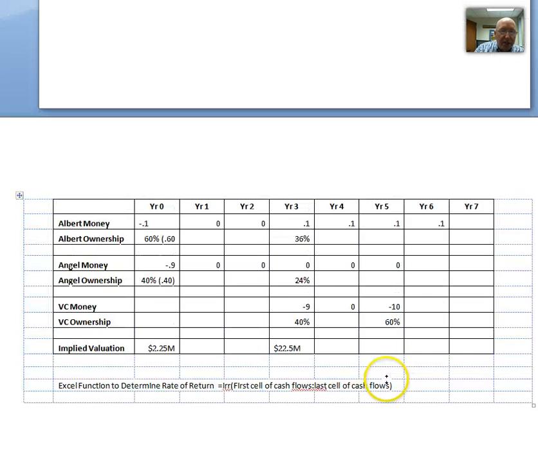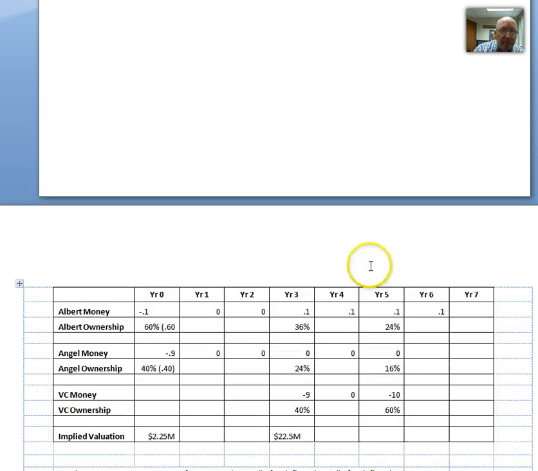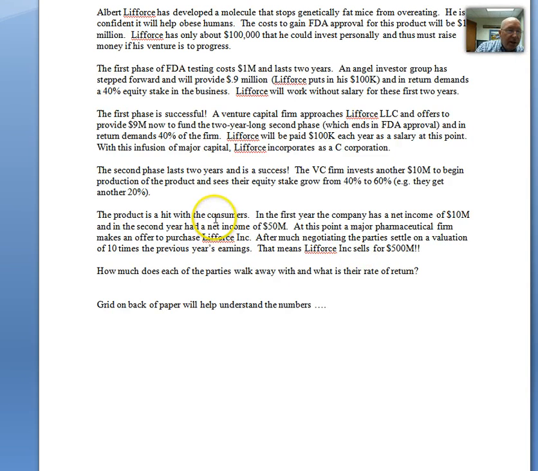Back to the case. And here we can fill in Albert owns 24% and the Angel owns 16%. Next, the product is a hit with the consumers. The first year they have a net income or a profit basically of $10 million, and in the second year it grows to $50 million.